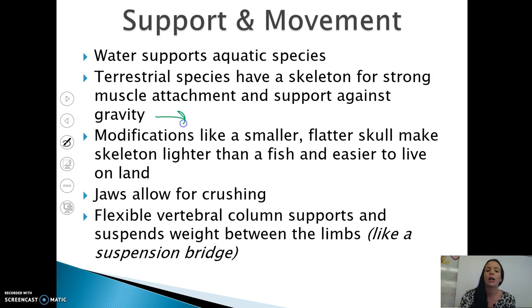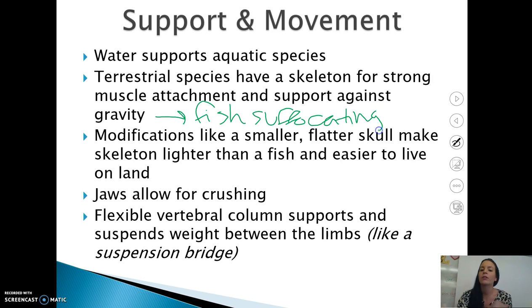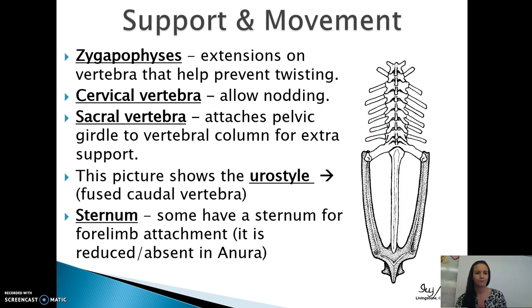If you remember here, we talked about fish and their gills and them suffocating, because when they get out of water, their gills collapse and they can't breathe. So amphibians have evolved for survival with gravity out of the water. So they do have some modifications as well. So a smaller, flatter skull, make the skeleton lighter than a fish, and they also have jaws for crushing, and that flexible vertebral column which supports and suspends the weight between the limbs, kind of like a bridge. So fish only kind of move one way, whereas amphibians have that better skeleton overall.